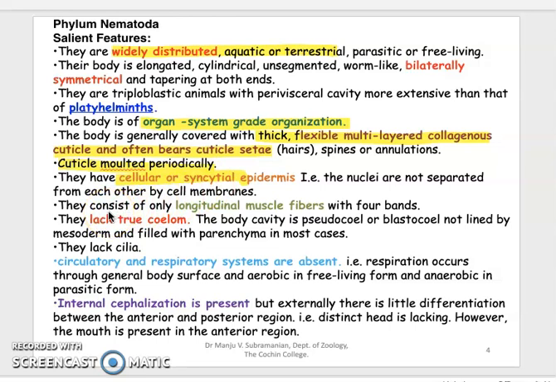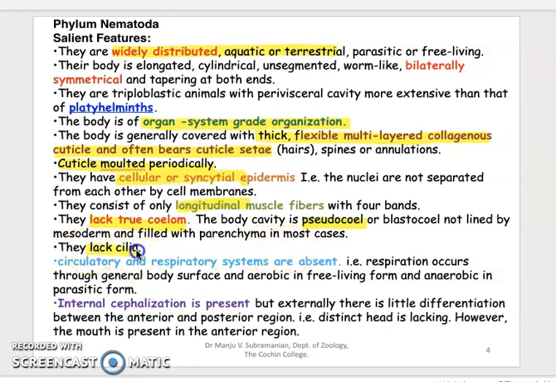They consist only of longitudinal muscle fibers with 4 bands. So the longitudinal muscle fibers are present. They lack a true coelom, in the sense that the body cavity will not be lined on all sides by the mesoderm. You will be seeing only patches of mesoderm surrounding the body cavity. The body cavity, so called, is a pseudocoel, and it is not lined by the mesoderm, and it is filled with parenchyma in most cases.